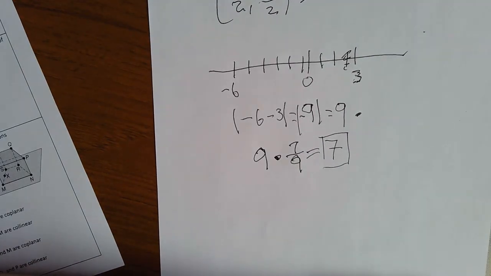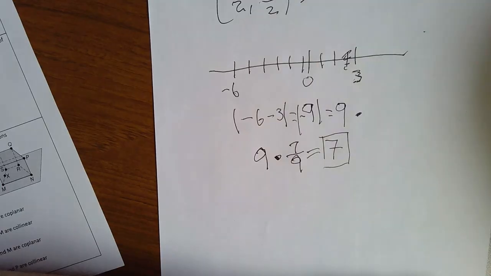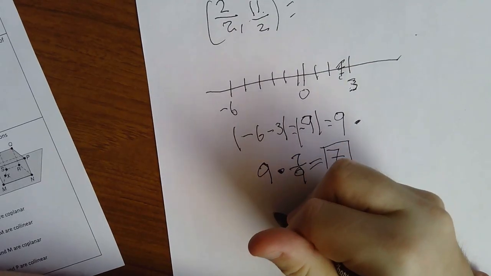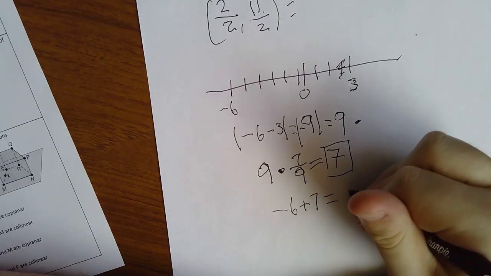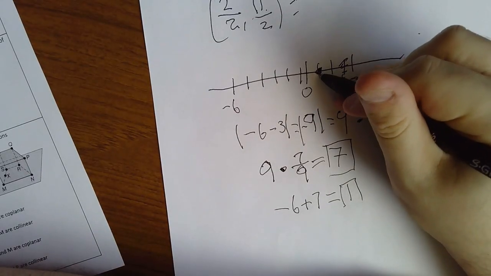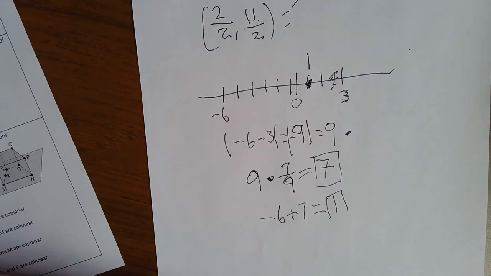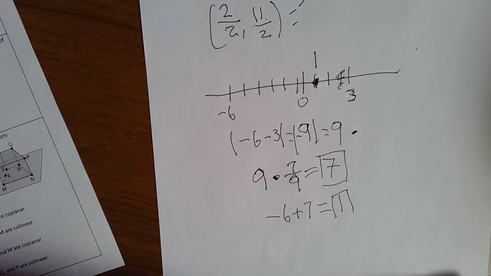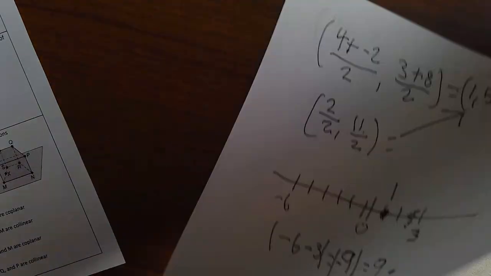Looks good so far, but that's not our answer because it is that much away from our starting point, which is -6. So I take -6 and I add 7, and I get 1. So on a number line, this position, 1, would be 7/9 away from -6 to 3. With that all said and done, let's move on to the next thing.